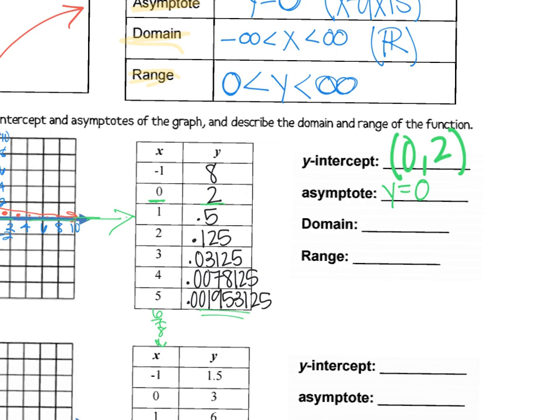Domain, I've got arrows going. It's going to go on forever. It's going to get every x value there is. So it's negative infinity to positive infinity.